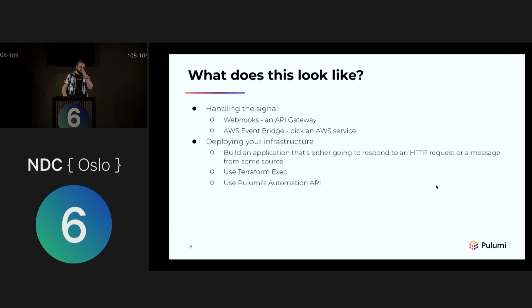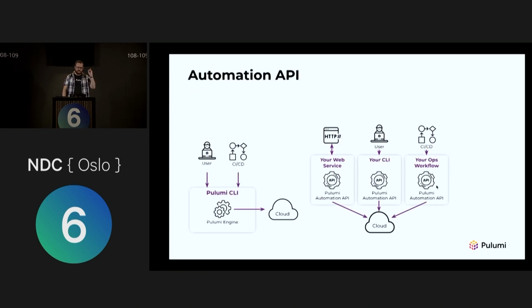And then you could use Pulumi's Automation API. Automation API is a programmatic interface for running Pulumi commands, running Pulumi programs without actually running the CLI. So it's basically a wrapper around the functionality of the CLI. And what that means is you can embed it into web services and APIs. You can even build your own CLI that uses Automation API to wrap around the functionality of the Pulumi CLI.